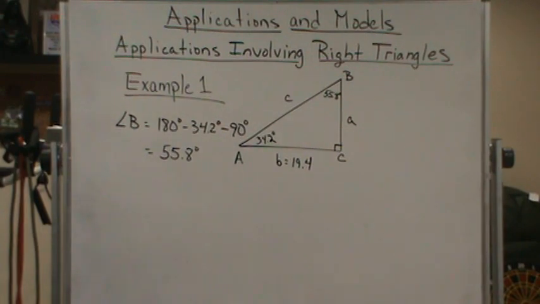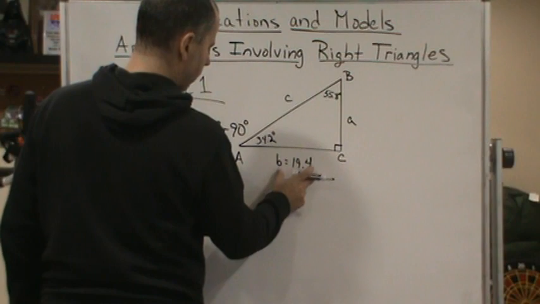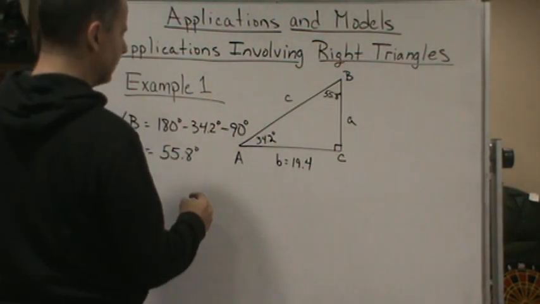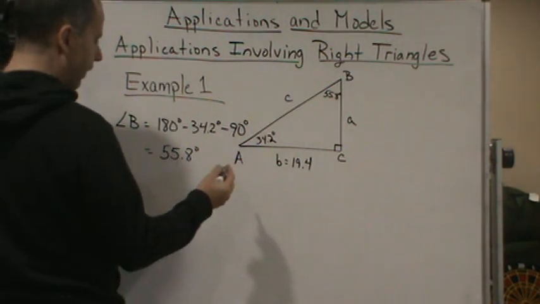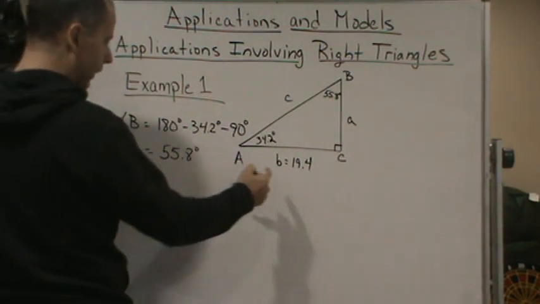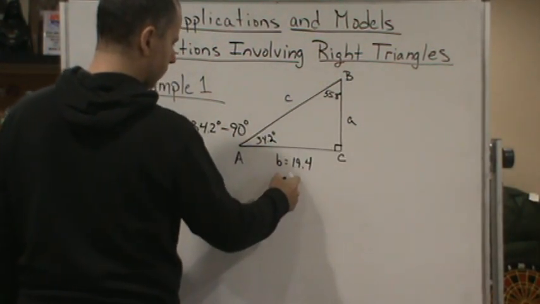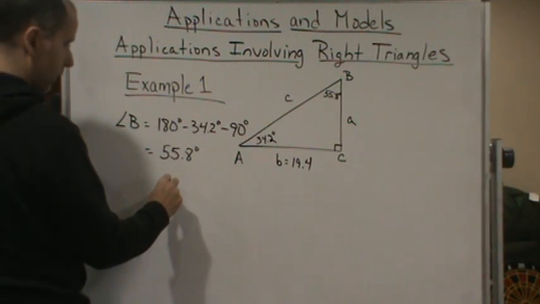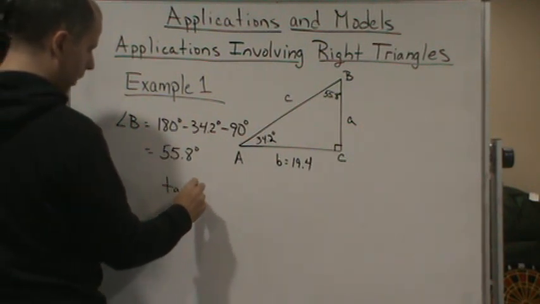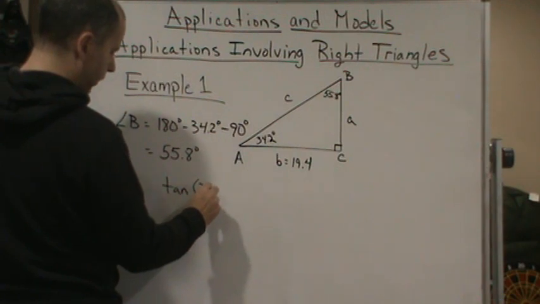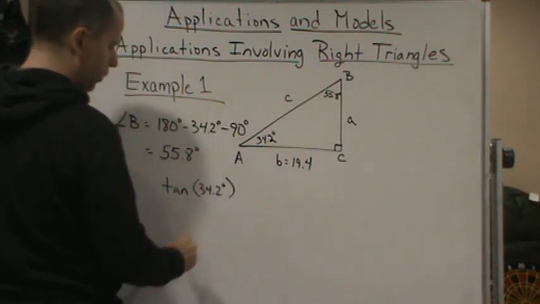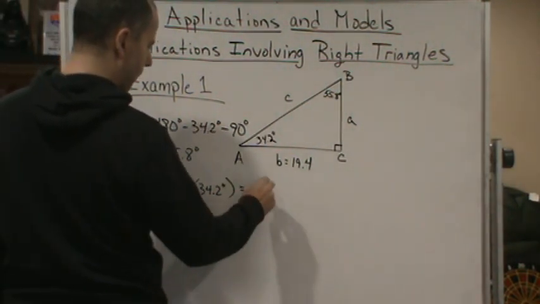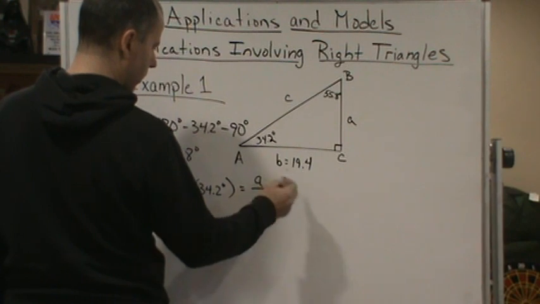Now we just have to figure out the other two sides. We know this side, so let's use our trig functions to find A and C. We know that we can relate these two sides, so we could use tangent. Tangent of 34.2 degrees. Make sure your calculator is in degree mode. It is equal to opposite over adjacent, right?